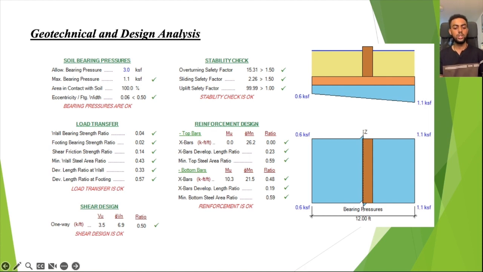The footing dimension and the wall thickness were determined to provide capable support given the soil condition and the load requirement. I will also look at the load transfer, shear design, and reinforcement detail, all of which play a significant role in maintaining structural integrity.